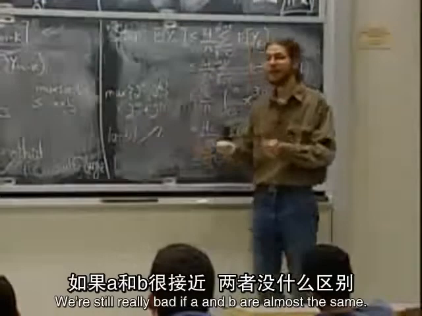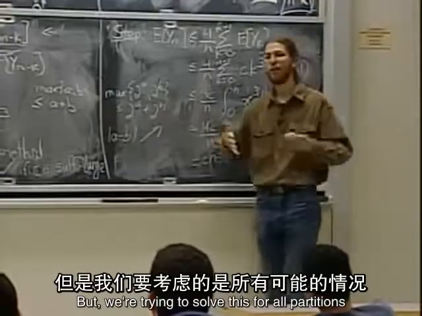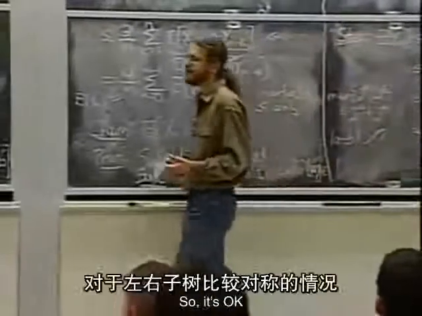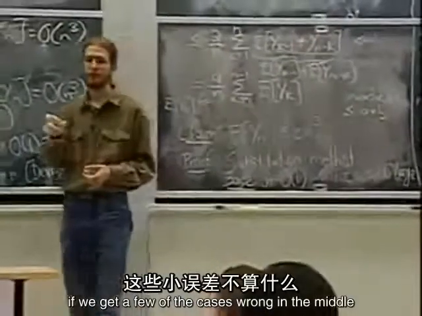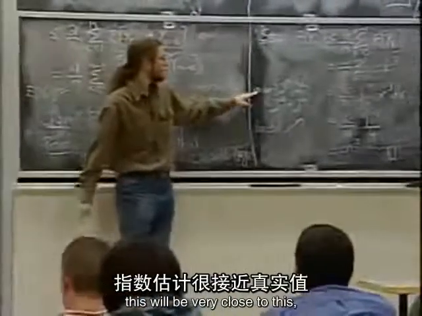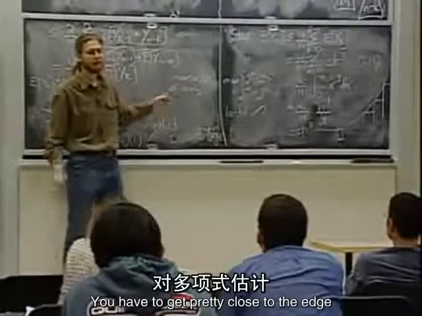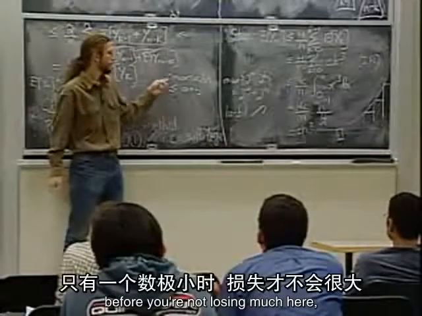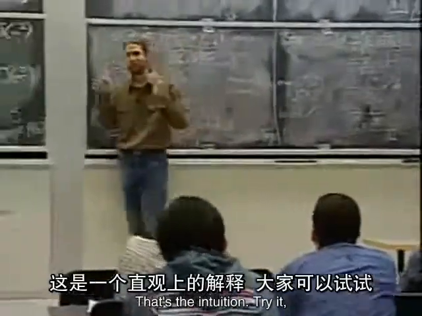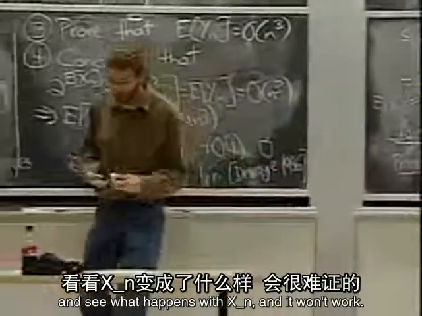We're still really bad if a and b are almost the same. But we're trying to solve this for all partitions into k minus 1 and n minus k. So it's okay if we get a few of the cases wrong in the middle where it evenly partitions. But as soon as you get some skew, this will be very close to this, whereas this will be still pretty far from this. You have to get pretty close to the edge before you're not losing much here, whereas pretty quickly you're not losing much here. That's the intuition. Try it, see what happens with xn, and it won't work.